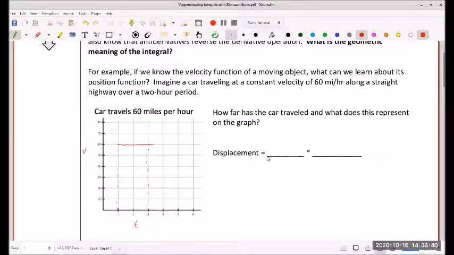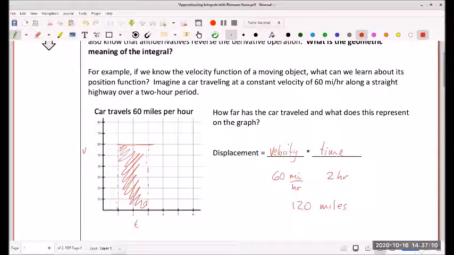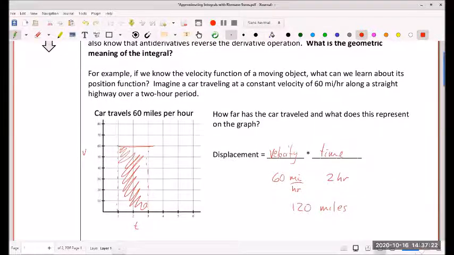Well, to get the displacement, basically, we would do the velocity times the time. Right? And so in this case, we would have the 60 miles per hour times the 2 hours, and that would give us 120 miles. Well, on the graph, that's exactly the area here, right? We multiply the height of the rectangle, which is 60, times the base of the rectangle, which is 2, and we would get 120 miles.